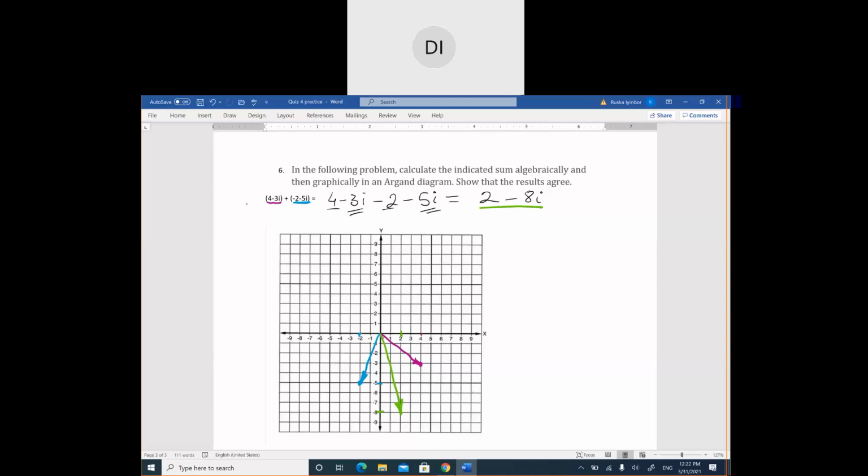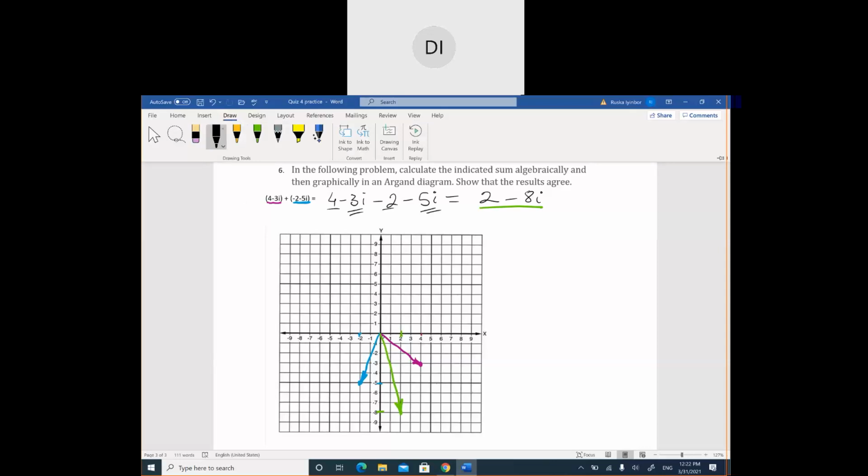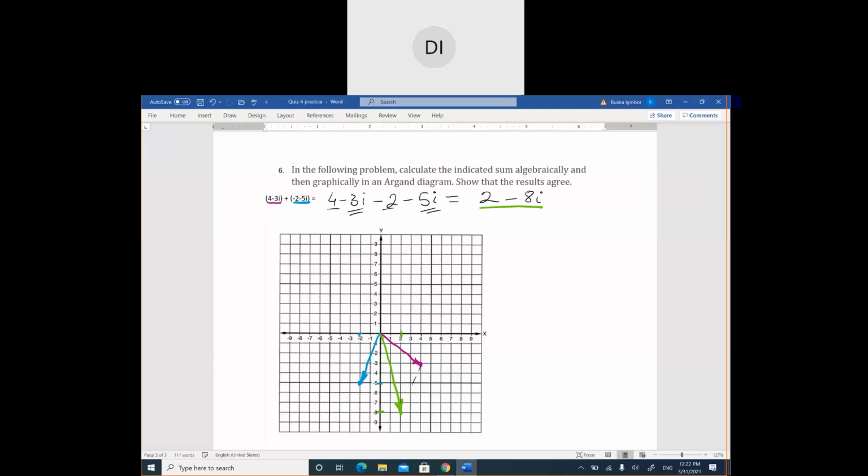And also see these are the graphical representation of complex numbers. We're going to talk more about this next week, where you have vectors and we're going to do adding and subtracting vectors. See here, when I add those two vectors, it's going to be like a parallelogram like this. Okay? But that's going to be next week.